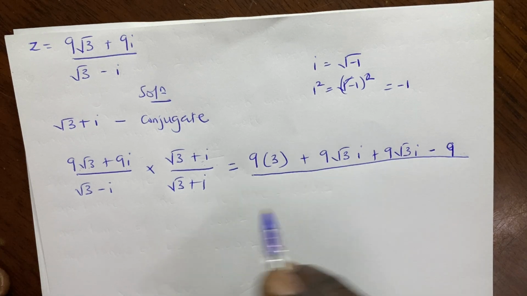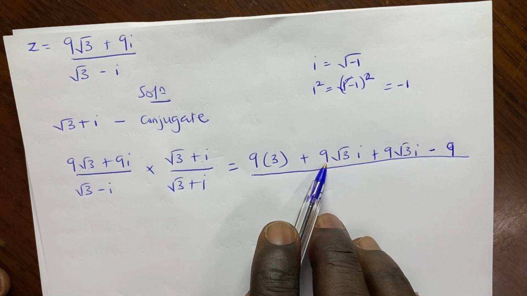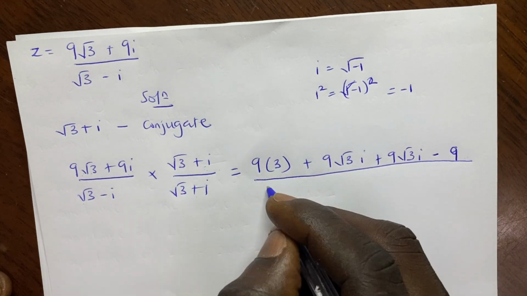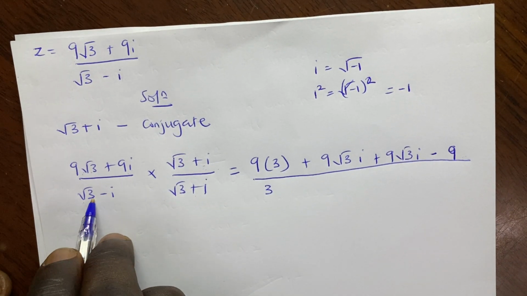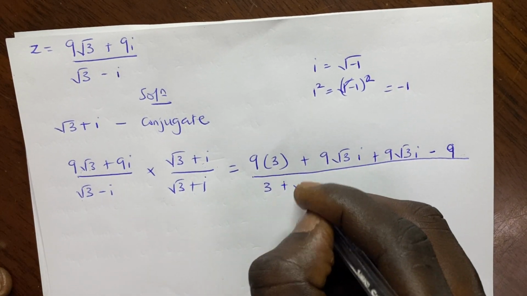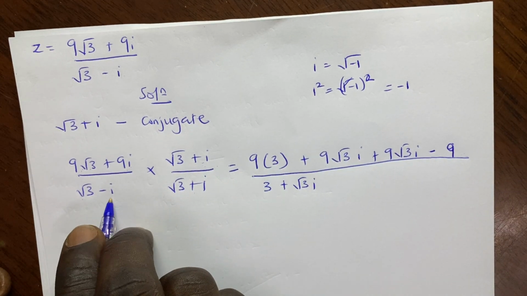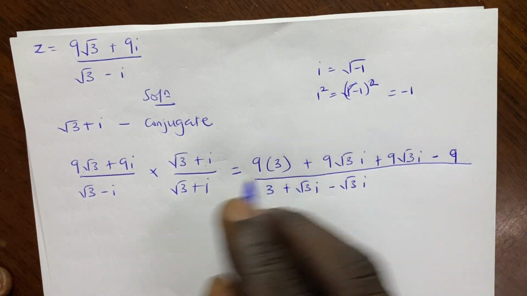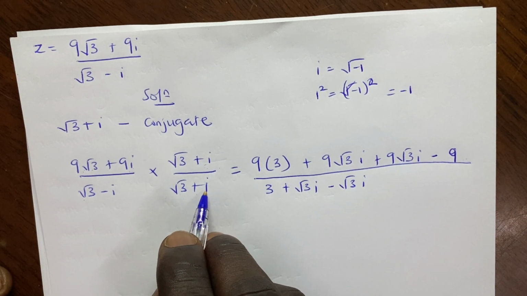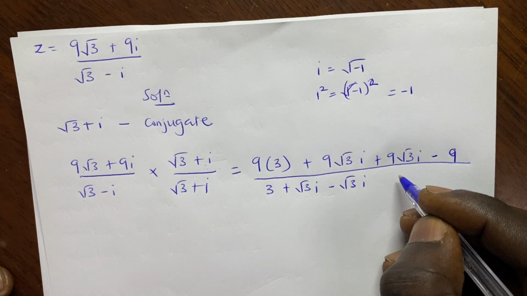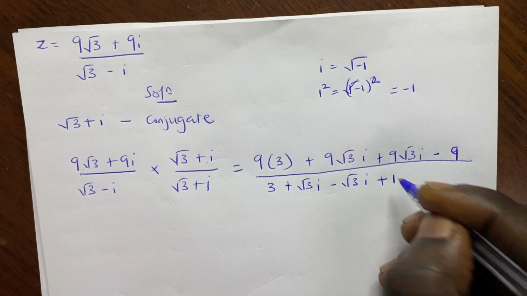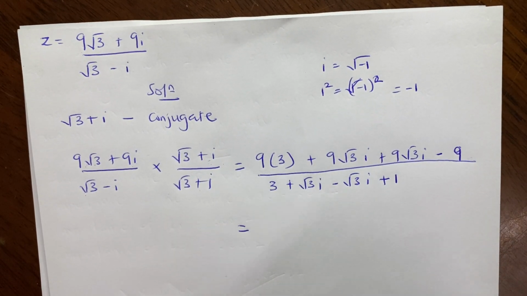We are going to get the denominator as the same thing, so we are going to expand it. So here we are getting root 3 multiplying by root 3, which is going to give us 3. Root 3 multiplied by I is going to give us root 3I, minus I multiplying root 3 gives minus root 3I, and then minus I multiplying I is going to give us minus I squared. But then I squared is going to give us negative 1, so we get plus 1. Now let's group like terms.